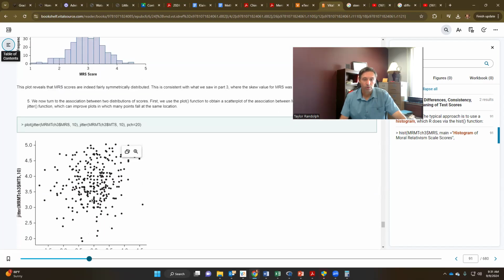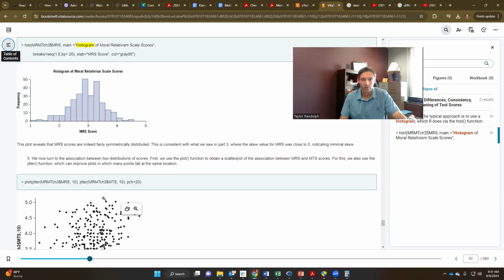You can see a scatter plot below. We're not going to talk about scatter plots right now. But you can see that out of all the people that took this moral relativism scale, most people are scoring here in the middle. What was neat about my dissertation is when I ran my data, I had a very normal curve.